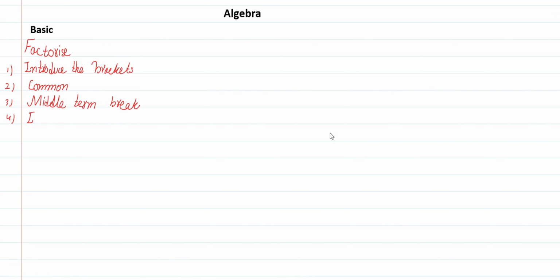Yes, identity. And that identity is basically mostly we use a square minus b square is equal to a plus b and a minus b. Okay, this identity is used when you have two perfect squares, and between these two perfect squares.